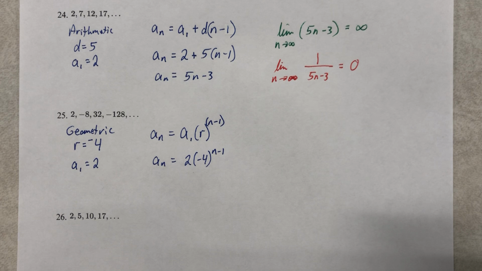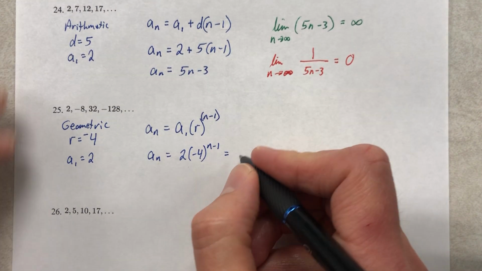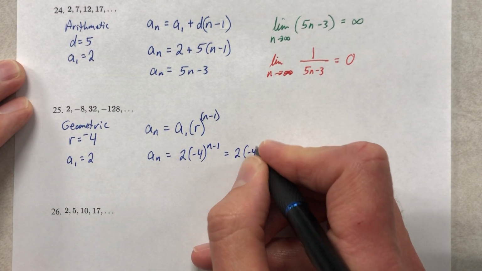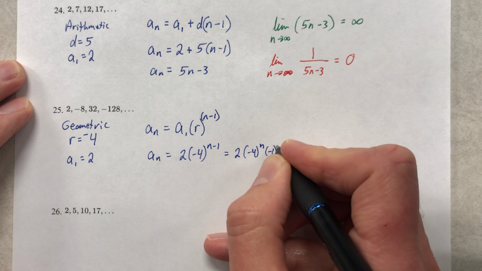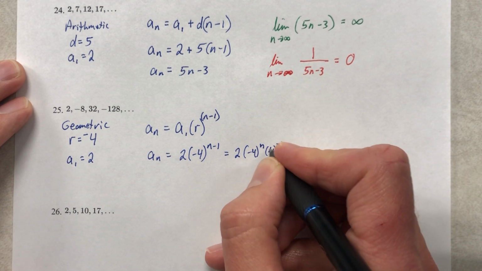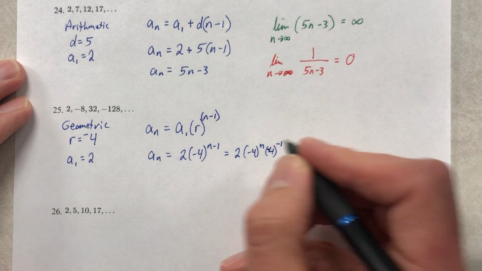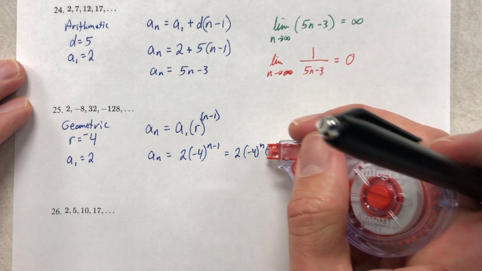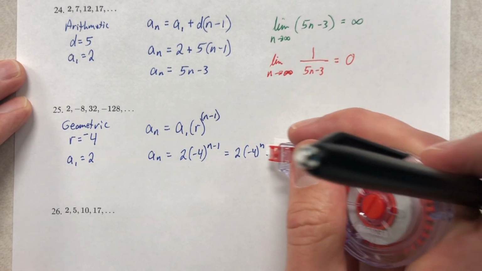This is totally acceptable, but I think it's a really good opportunity for us to continue to work on this and just clean it up a little bit. So let's bring this over here. This is 2 times negative 4 to the n times negative 4 to the negative 1. Oops, negative 4 to the negative 1. There we go. That's better. Not much better, but it's better. Let's clean that up a little bit. It just looks sloppy.